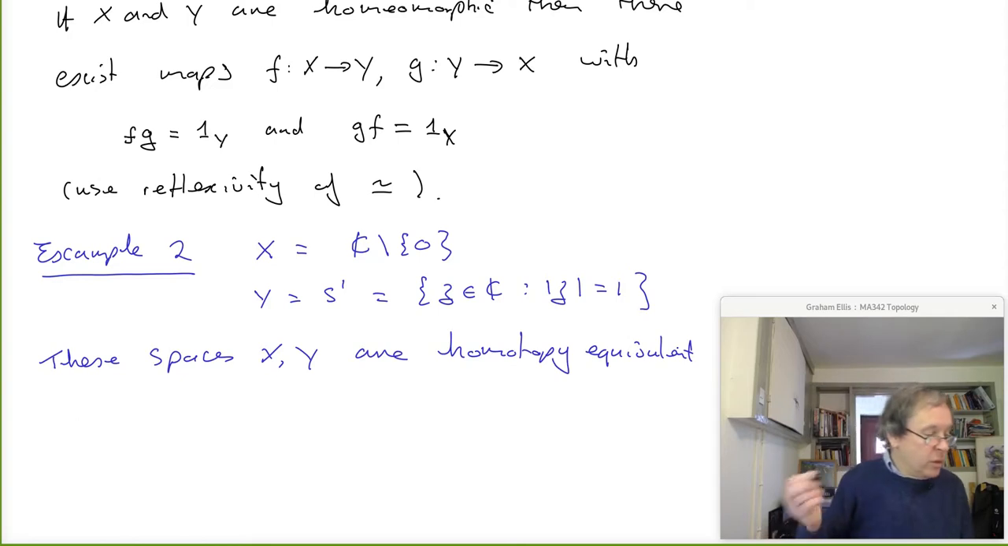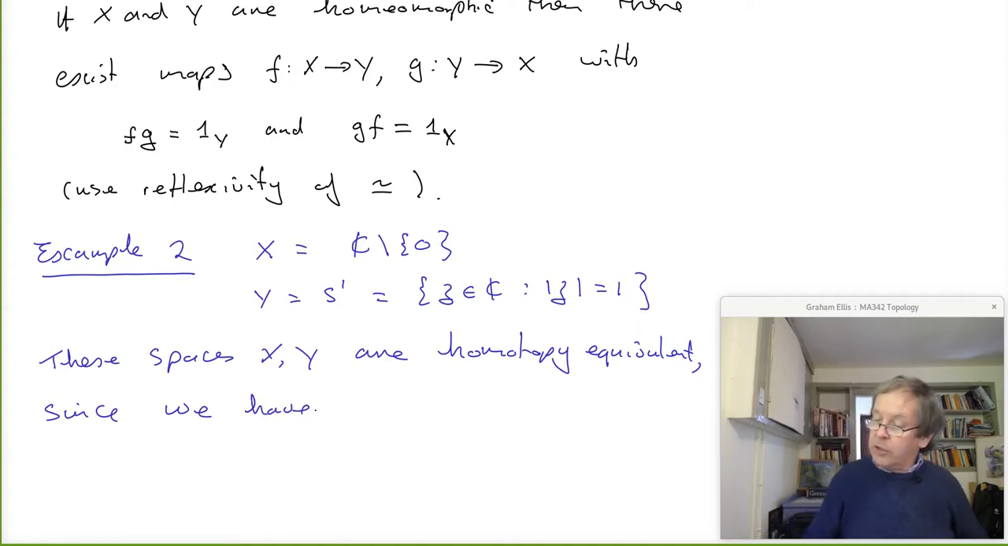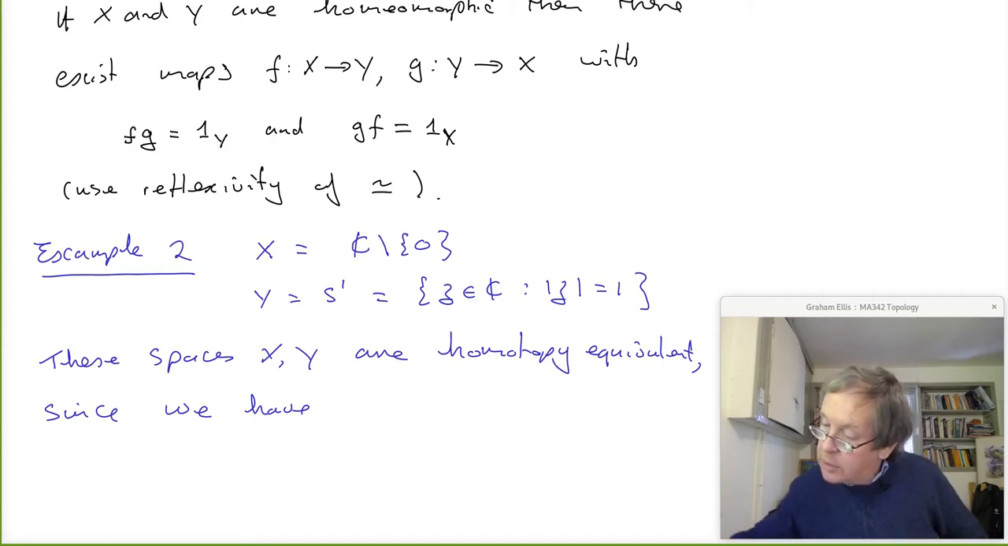So we have to do some reasoning here. If I want to prove that they're homotopy equivalent, I have to construct a function f from X to Y, a function g from Y to X, such that fg and gf are homotopic to the identity. So I need to first of all construct the functions. So let's consider the functions.